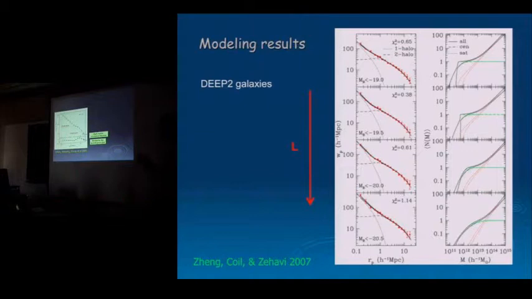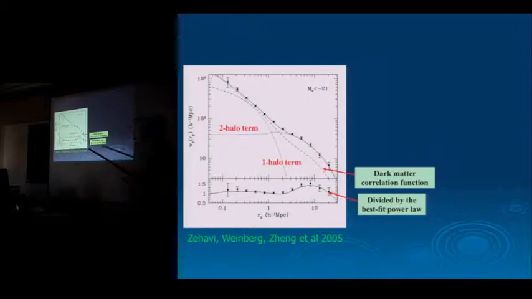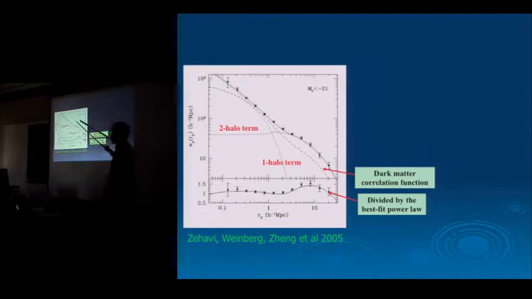Let me step to a somewhat different topic here. We know that the two-point correlation function is not a strict power law, and at certain scales, at about a few h inverse megaparsec, there is a kind of transition, basically the transition from one halo term to two halo term. And you have this small scale rise, which becomes stronger for higher luminosity and higher redshift samples.